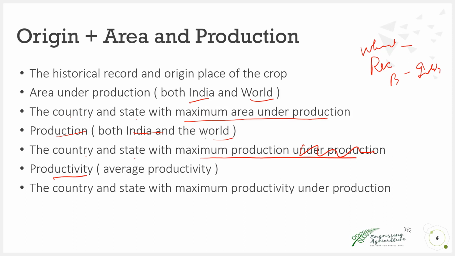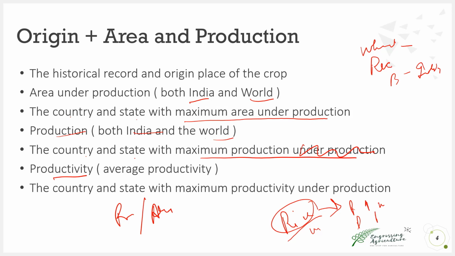Now productivity. What is productivity? Production per unit area. If the production per unit area of a state is high, always remember, that does not mean the production of that area will also be high. For example, if we take rice, the rice productivity is more in West Bengal, but production is more in Punjab. So you must remember this thing.